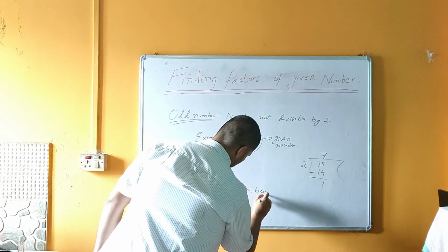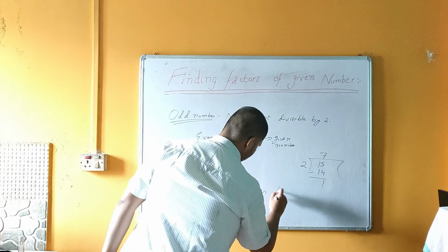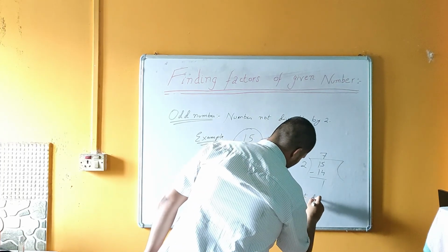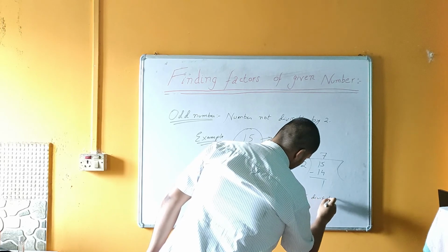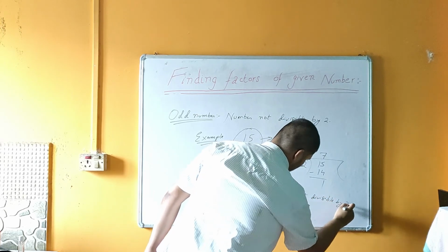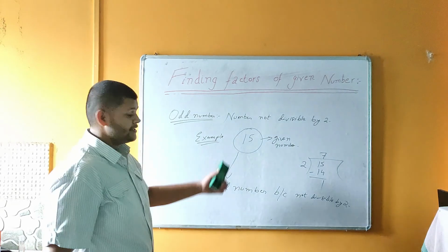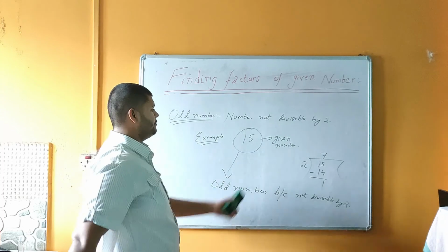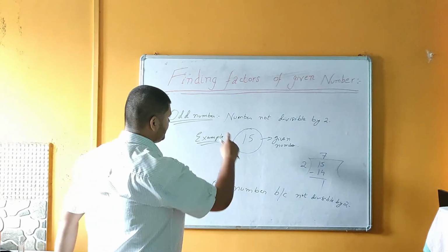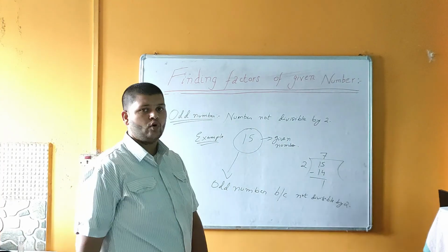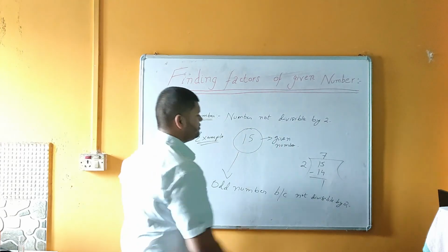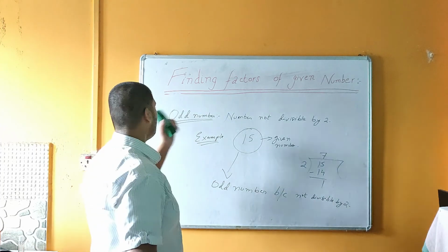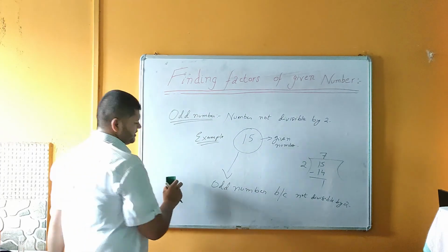Odd number. Why? Because it is not divisible by 2. Similarly, we can take any example over here. You can take any number in place of the given number, and you can test whether it is divisible by 2 or not. If it is not divisible by 2, then we will say that the given number is an odd number. Okay, I am erasing this.